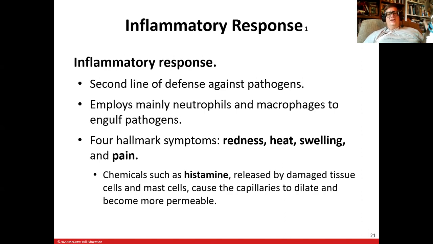Anyway, so chemicals like histamine, released by damaged tissue cells, mast cells, make the capillaries dilate and get more permeable. Like I said, that's to deliver more fluid, to wash things away. It's also to make it easier for white blood cells to move from the blood into the surrounding tissue so they can find the bacteria and kill it.